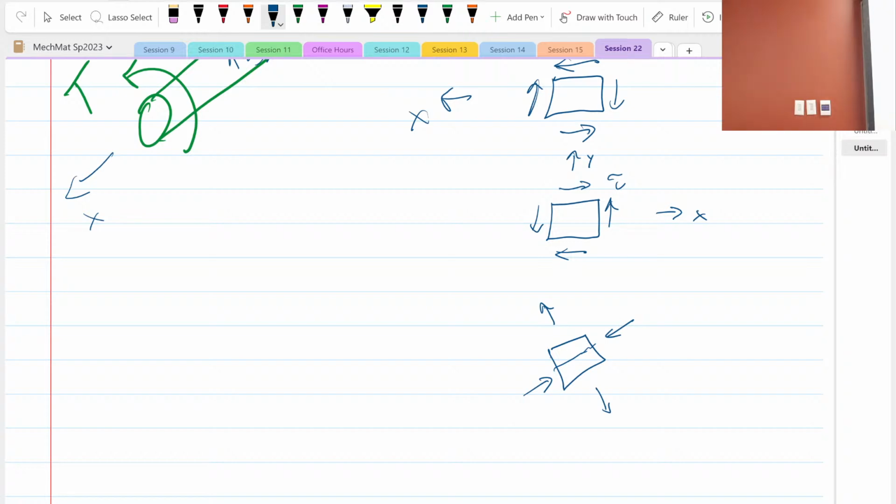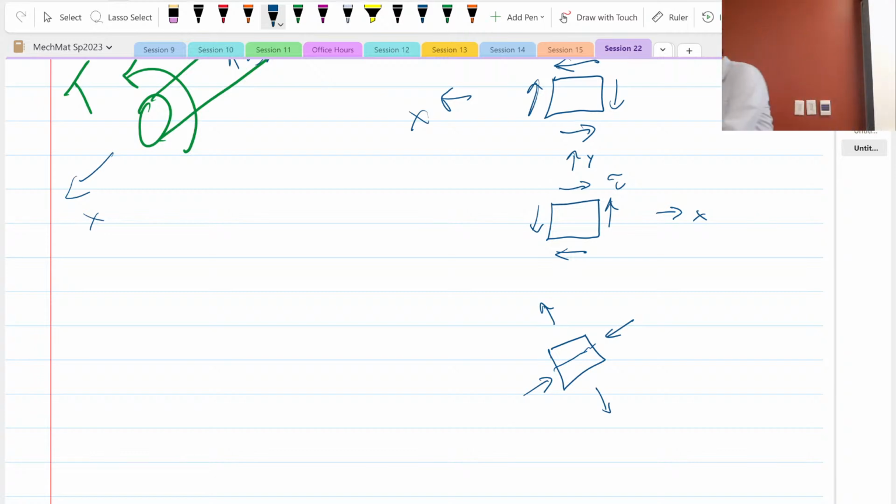Okay. So what you see here is that under pure shear, the normal planes are at 45 degrees to the shear stresses. And so we break on the normal planes, which are described by pure shear.